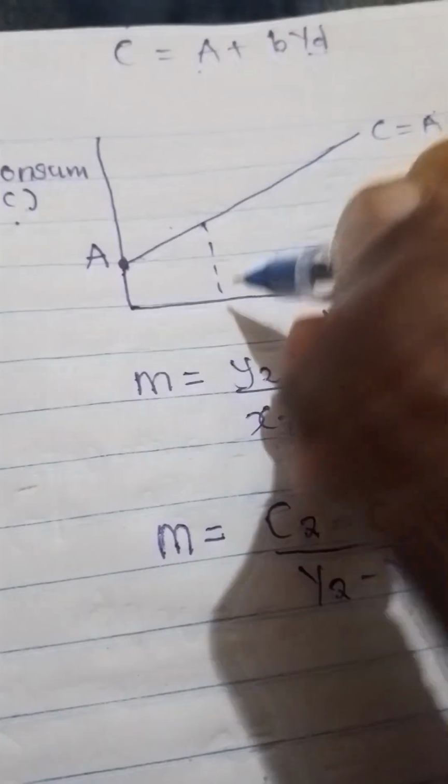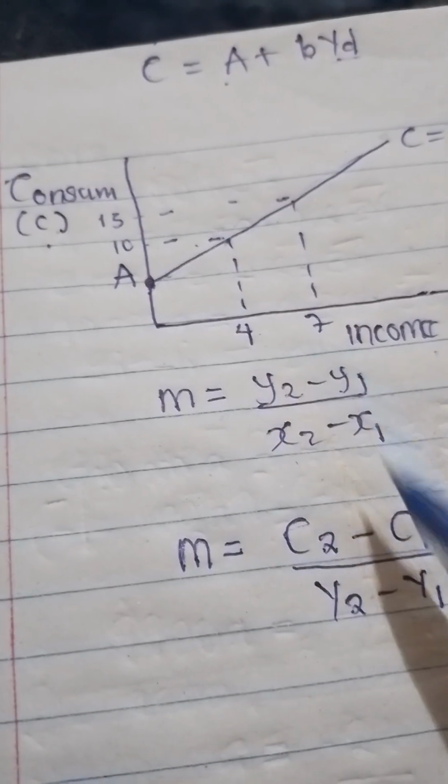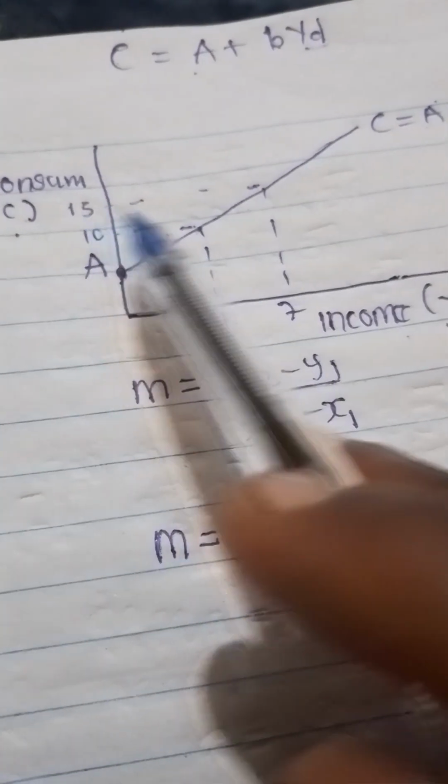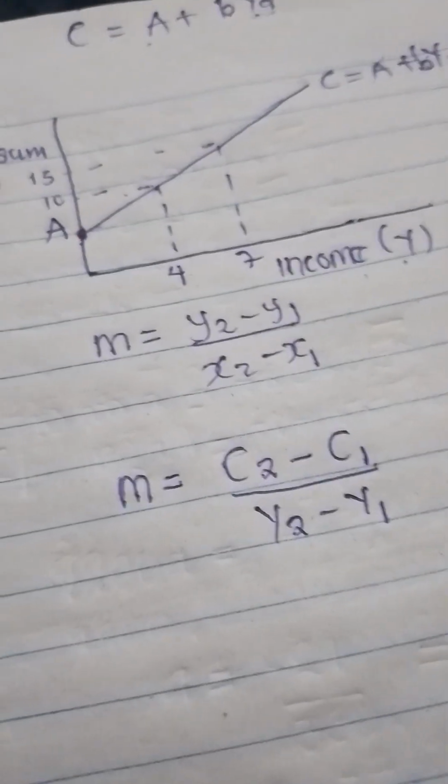So if we have 2 points along this line, just in terms of coordinates, let's say here we have 4 and here we have 10, and then we have another point, let's call this 7, and this other point is 15. With these 2 points, you can calculate the same way you used to in grade 12. You choose your first point, x1 and y1, then your other point, x2 and y2. Then you just replace here and you calculate your MPC.